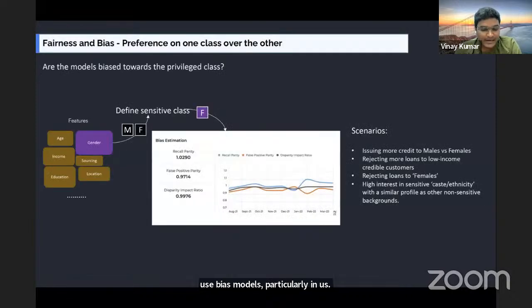So the typical activity is you would do this as a one-time activity before productionizing the model. You would look for different metrics like disparate impact ratios or TPR difference, TNR difference, those kinds of metrics, and figure out if there is any bias in the sensitive data pool. This is actually a fairly good practice.